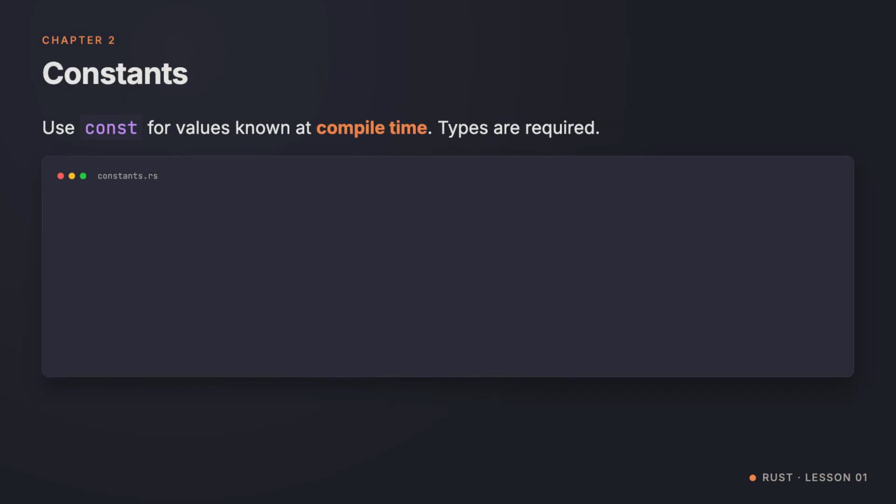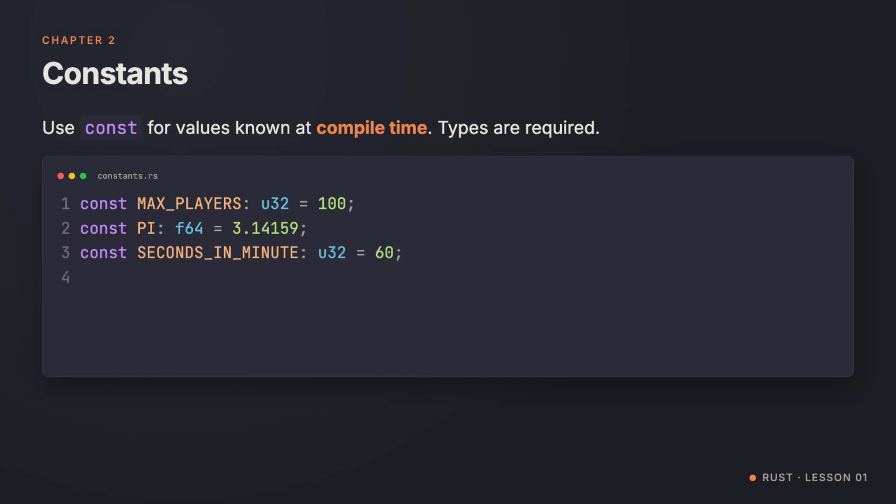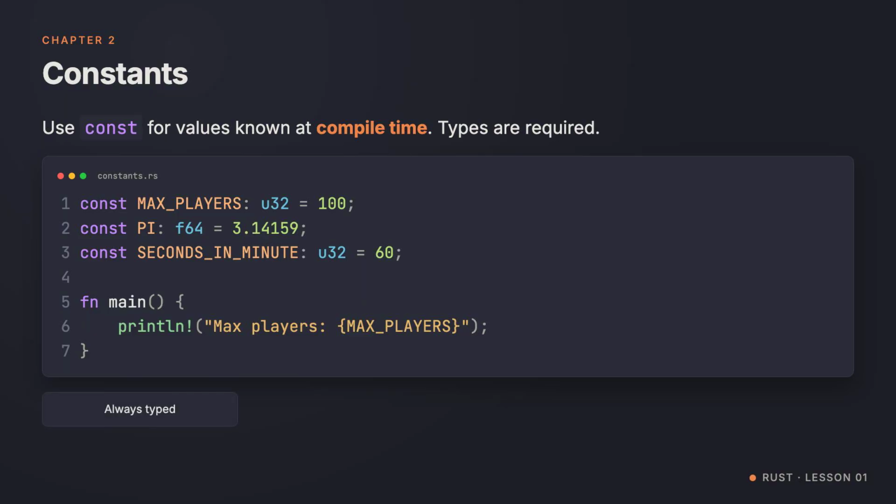Constants are a little different from variables. You declare them with the const keyword, and you must always annotate their type. Constants are evaluated at compile time. They're valid for the entire lifetime of your program, and by convention, we name them in screaming snake case. Think of constants as truths that never change: the speed of light, the maximum number of players in a game, the number of seconds in a minute. If a value is known ahead of time and will never shift, a constant is the right home for it.